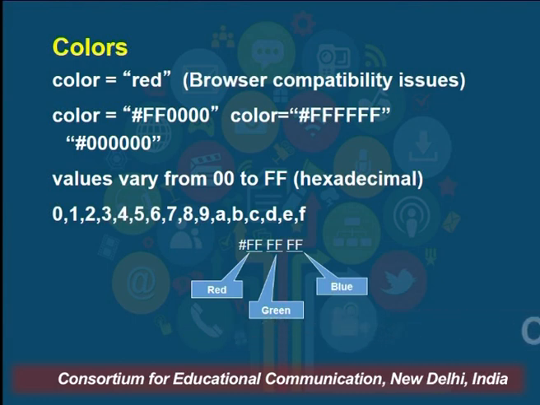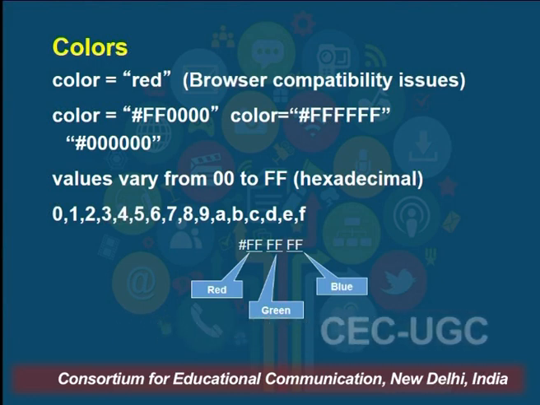Hexadecimal basically means that you can use the digits from 0 to 9, and then you can use the alphabets from A to F, right. So in this case, you will write a hash sign, which means that this is a hexadecimal color code, and then the first 2 bits are for red, the next 2 are for green, and the last 2 are for blue. So you can specify the different intensities for red, green and blue to create whatever color you want to create.